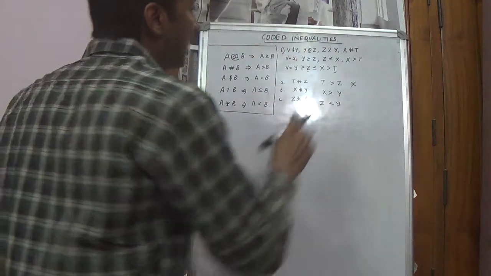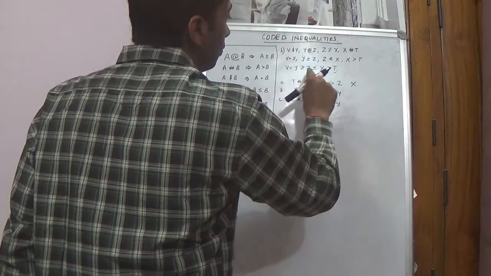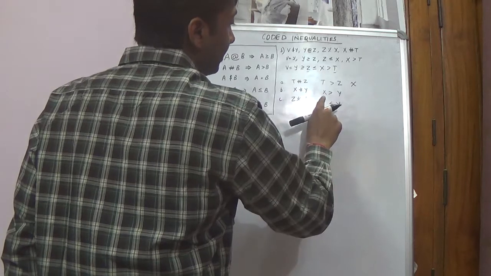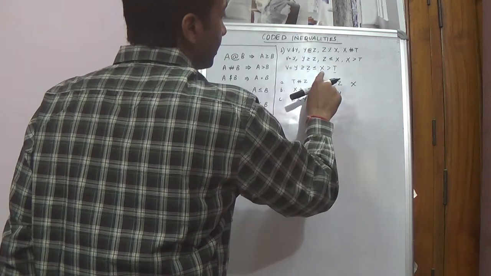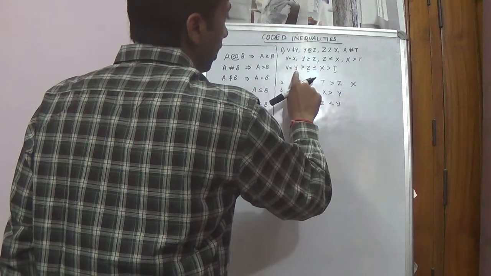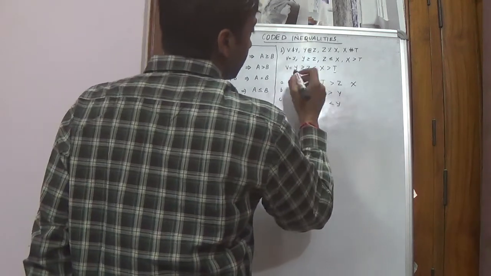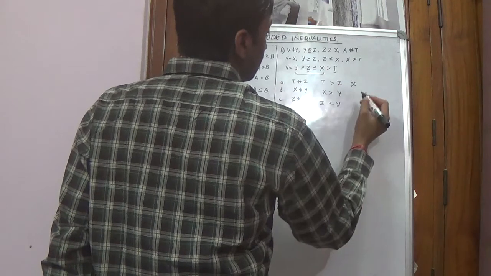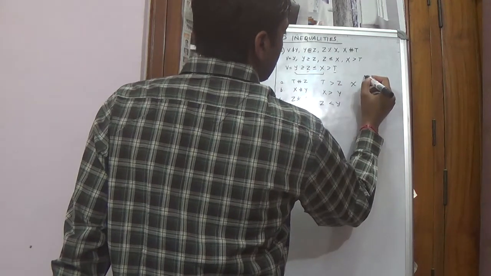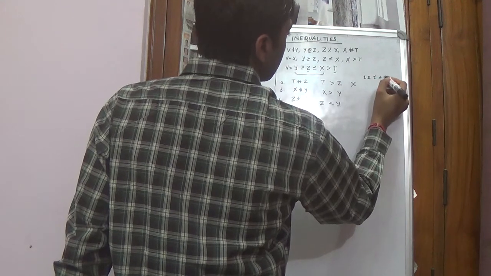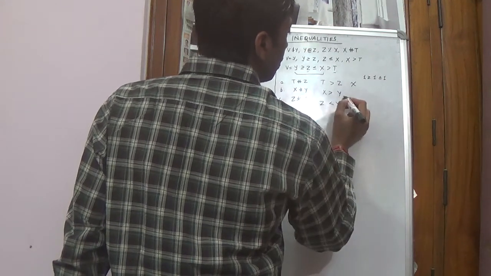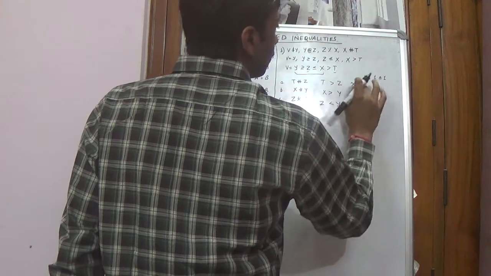Second relationship, X is greater than Y. Where is X? X is greater than Y. So this is the relationship we need to see. Y could be 1, Z could be 1, this could also be 1. So it could also be equal, so this is wrong. 1 is equal to 1.